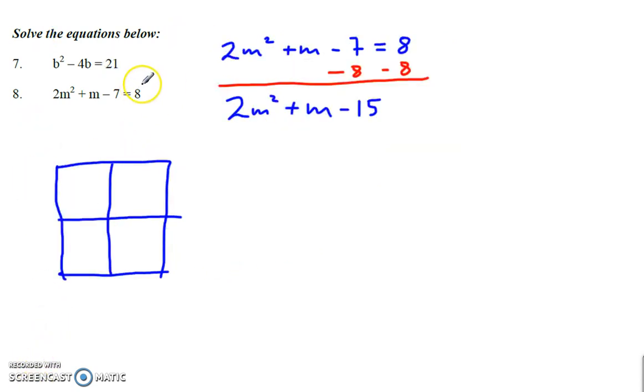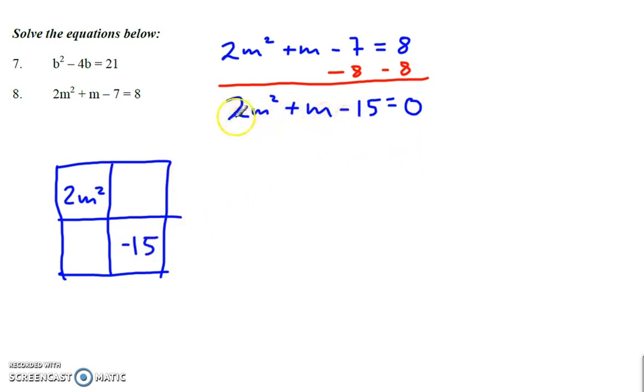Number 8. Remember, you want this to equal 0. So I subtract 8 from each side, and that makes this equal 0. So now I have my trinomial. First term in top left, last term bottom right.